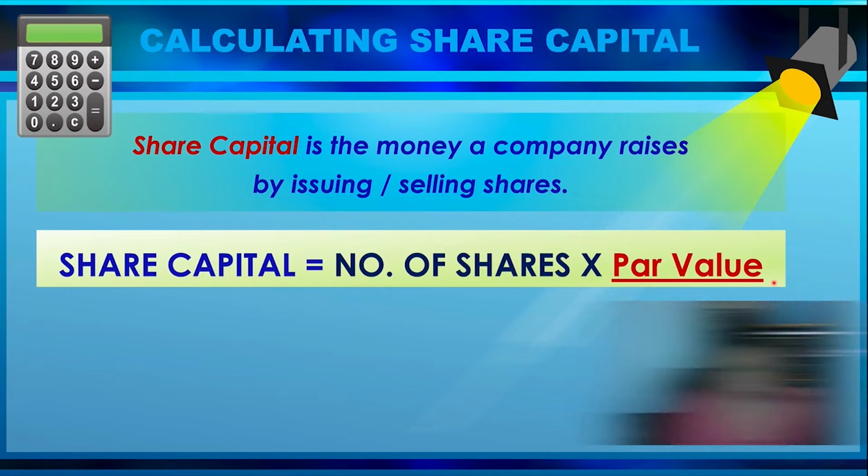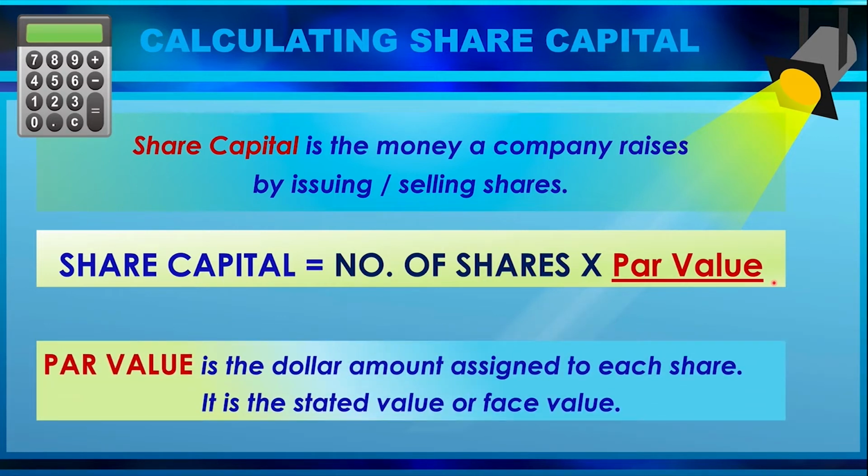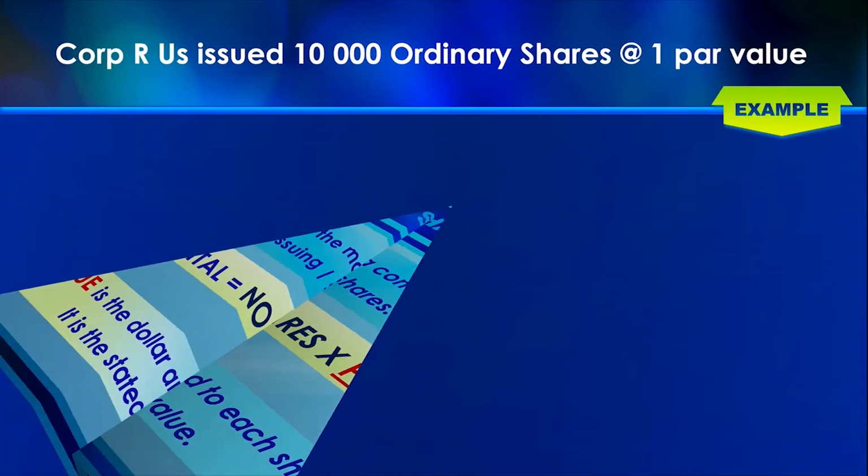Par value. The par value is the dollar amount assigned to each share. It is the stated value or the face value. So each share is going to have attached to it what we call a par value, which is different than the price that we sell the share for.